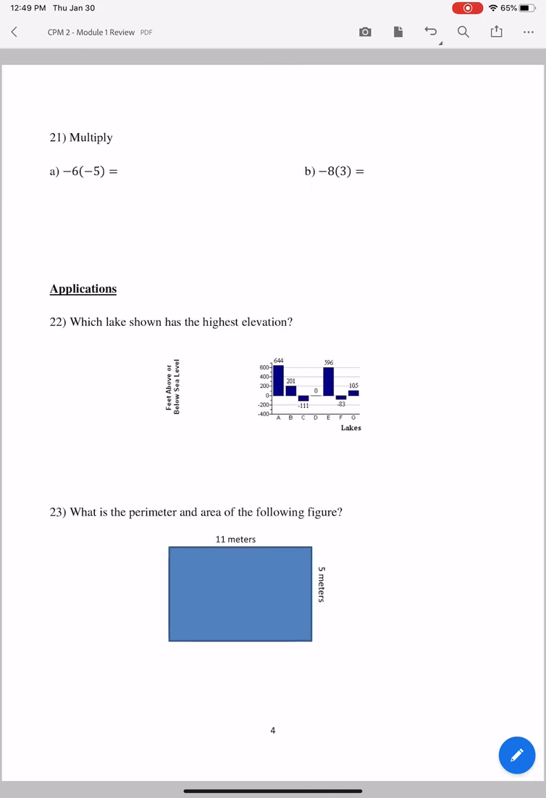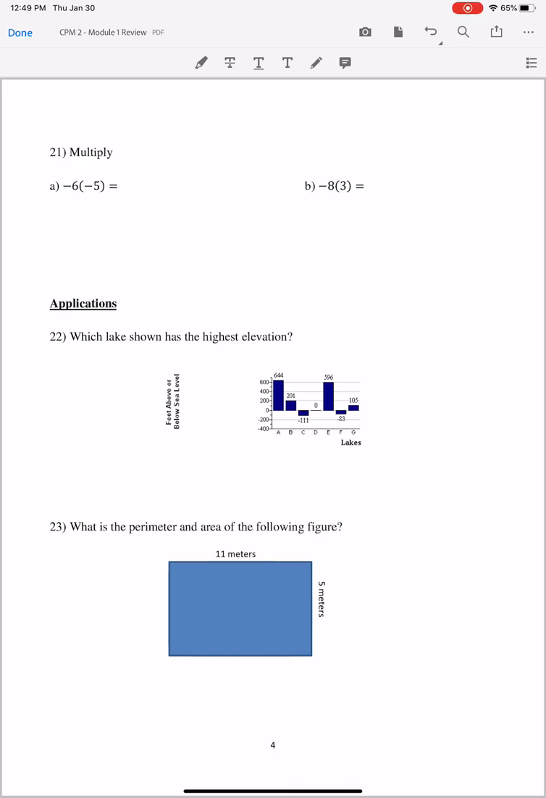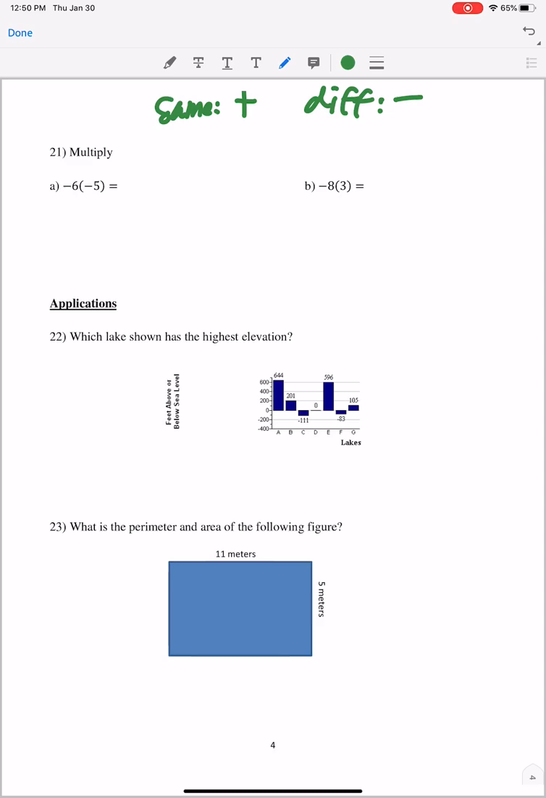Last page. Multiply. When you multiply, same signs is always positive. Different signs is always negative. So here, multiply. 6 times 5 is 30. And because you have the same signs, negative and negative, it stays as a positive 30.